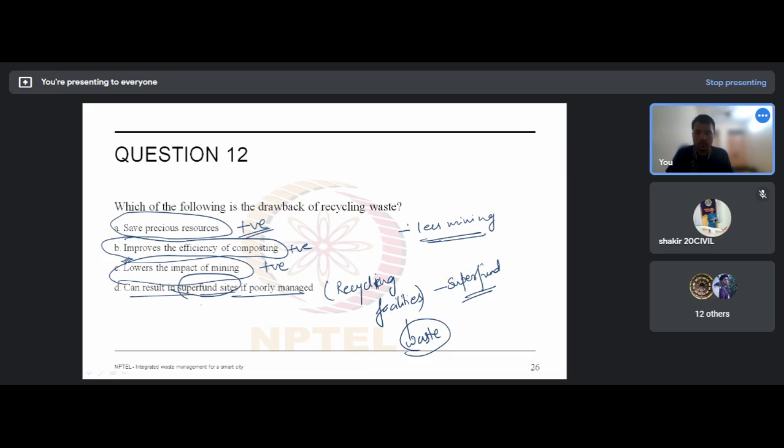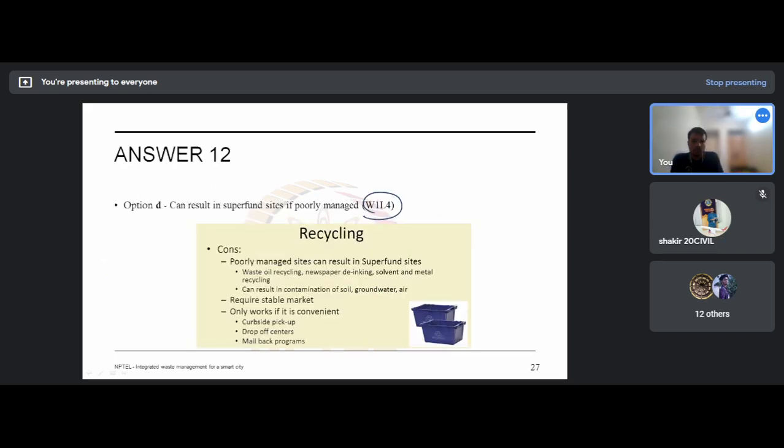Can result in Superfund sites if poorly managed. You can refer to week 1 lecture 4. If we talk about waste oil recycling, newspaper de-inking, solvent and metals recycling, this can result in contamination of soil if the solvents are not well managed. In newspaper de-inking, the newspaper is collected and taken to be processed again. The ink is washed out from the paper, and that ink can go into sewage streams. To prevent that, we need to have a proper system in place. We also need a stable market for the recycled products. So that is one of the cons.